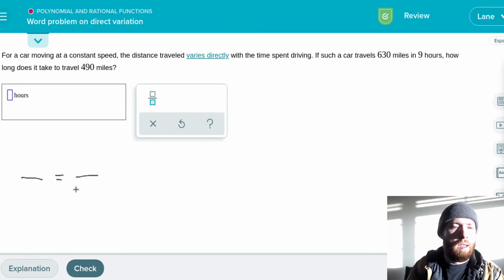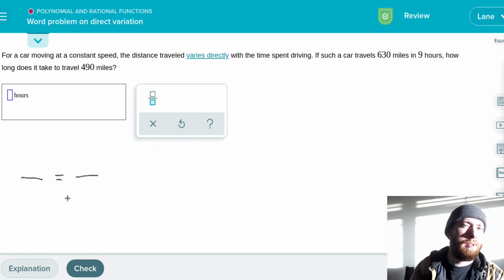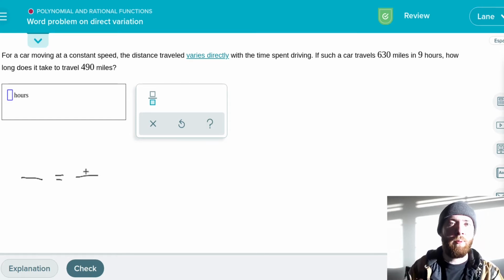Okay? And in these two fractions, you want to have the same type of information on the top of both of them and the same type of information on the bottom. In other words, what I put on the top of both of these should have the same units, and what I put on the bottom of both of them should also have the same unit.